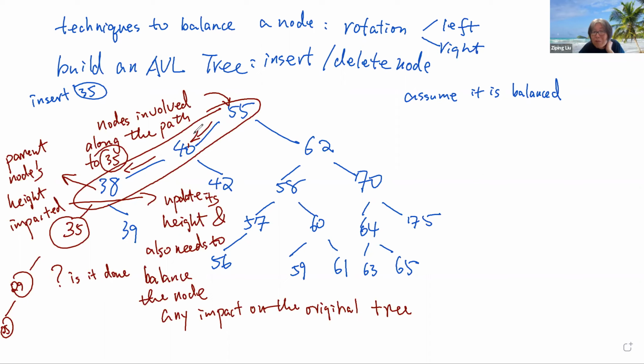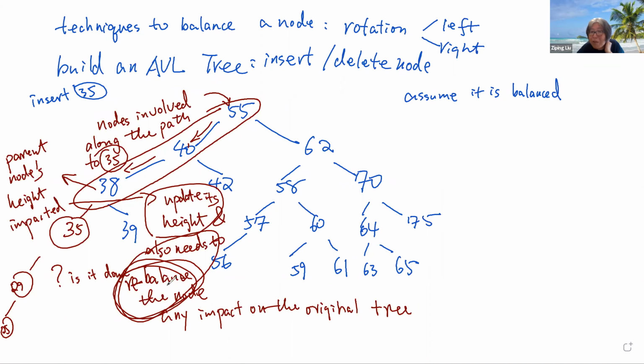And after you balance 40, you also need to update node 55's height, and also balance it. So for all of the nodes involved along the path, you need to update their heights, and you also need to rebalance the node.